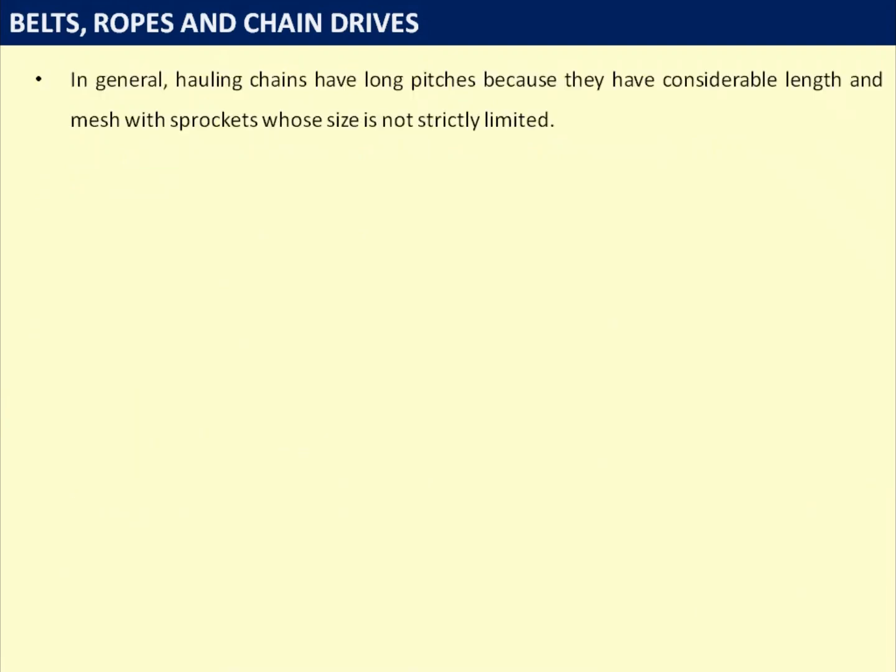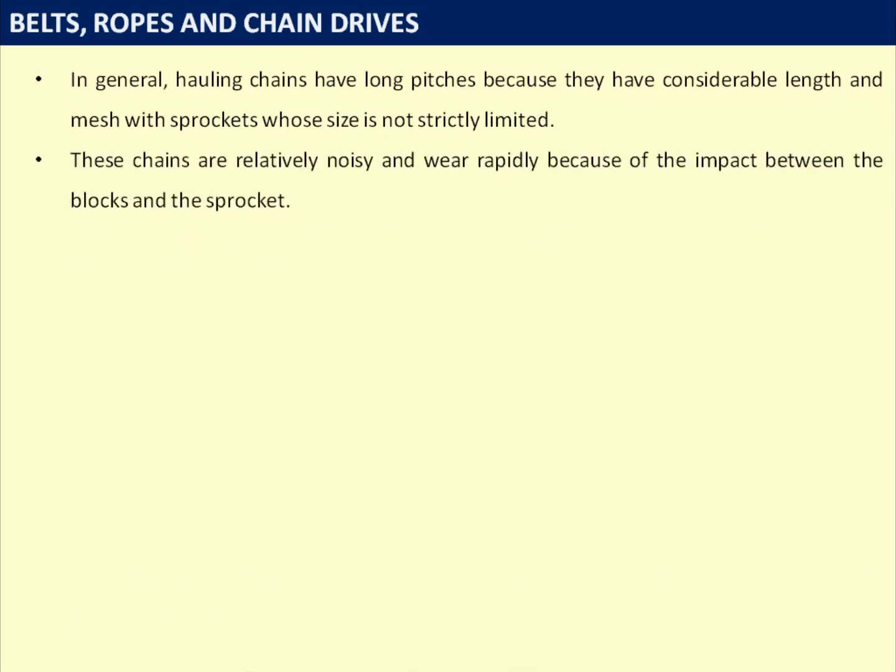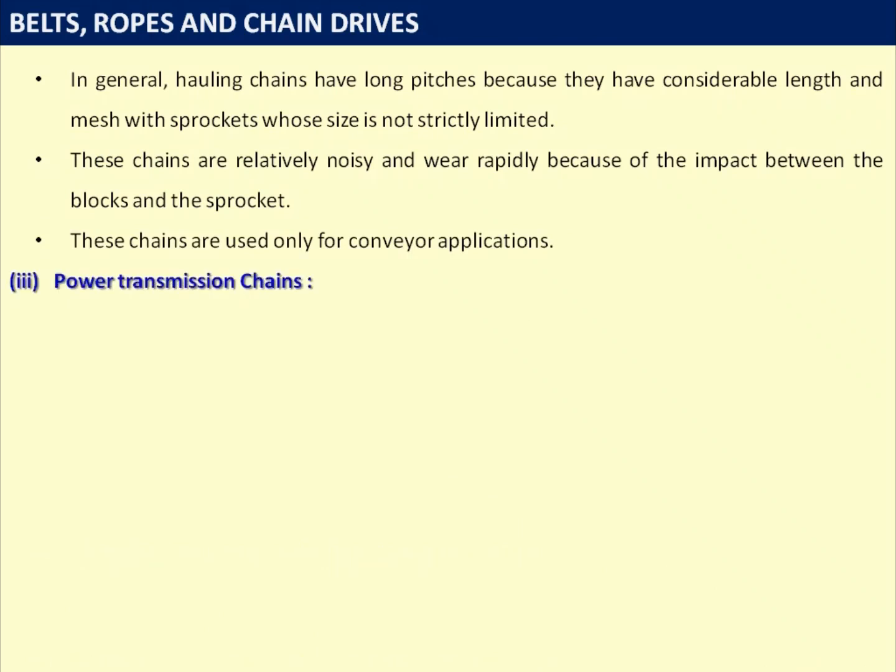In general, hauling chains have long pitches because they have considerable length and mesh with sprockets whose size is not strictly limited. These chains are relatively noisy and wear rapidly because of the impact between the blocks and the sprocket. These chains are used only for conveyor applications.